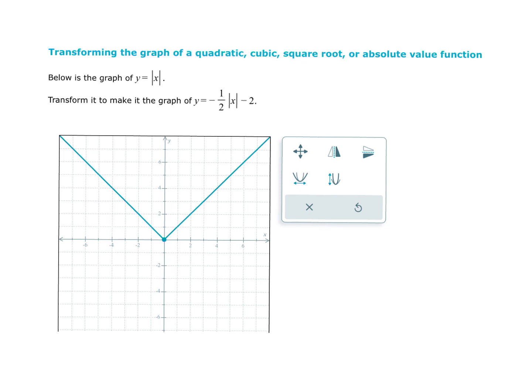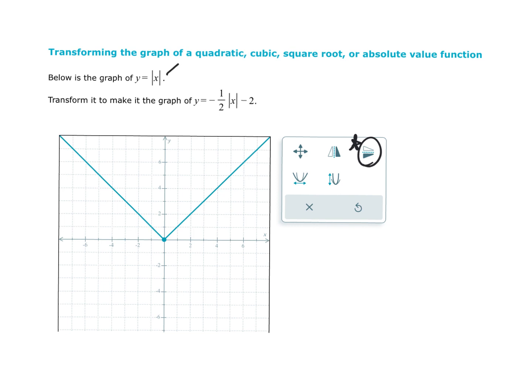This is transforming a graph in ALEKS, and you should watch the other one first because it'll make more sense. But one thing to note is that this is your button to reflect across the x-axis, and you have to do it first because if you do it last, your vertex is going to jump to a weird point. So whenever a is negative, this is your first flip right here. So let's look at this problem.